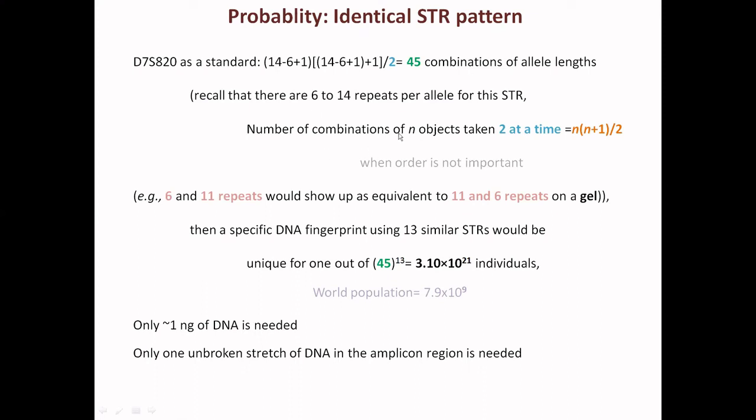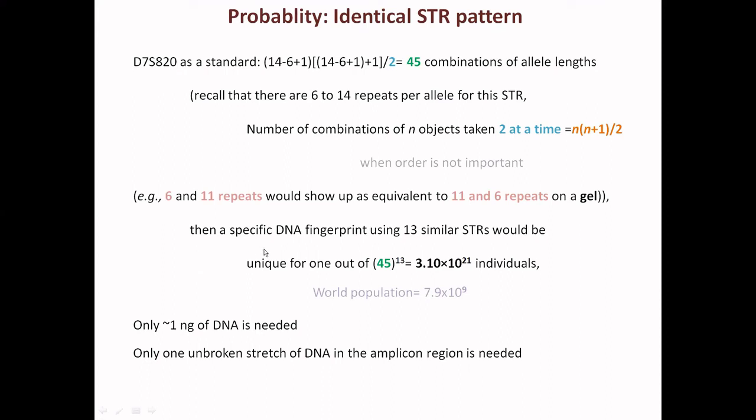So there are 6 to 14 repeats. Number of combinations, so n objects taken 2 at a given time, this is n factorial, so n into n plus 1 by 2. So 6 and 11 repeats would show up as equivalent to 11 and 6 repeats only there.